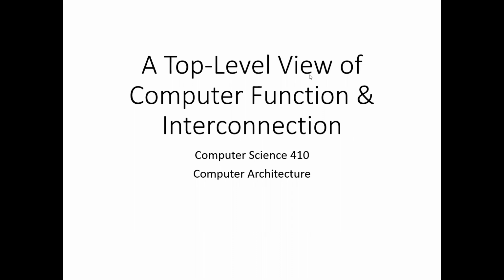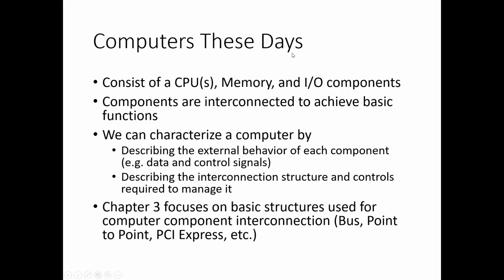Okay, so today's lecture is the top-level view of computer function and interconnection, and this corresponds to chapter 3 in the Stallings book. So we'll start off with talking about computers these days. It sounds like one of those things like, hey, kids these days, but computers consist of a CPU, memory, and their I/O components, and oftentimes in the von Neumann architecture, we combine the arithmetic logic unit and the control unit into that CPU, or central processing unit.